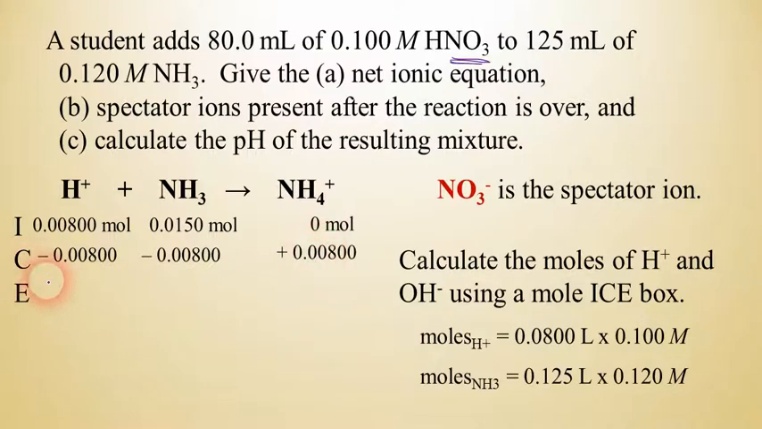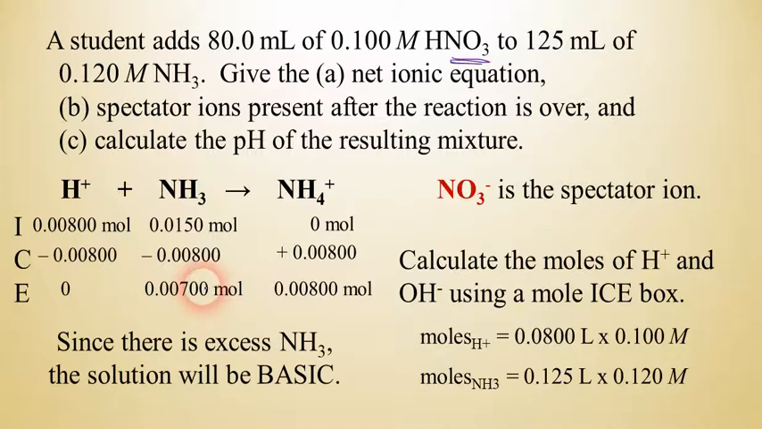So the hydrogen has been depleted, and so our number of moles of ammonia would be 0.007, and for ammonium would be 0.008. Now, of course, since we look at the solution here, all the acid has been used up, and we still have excess base here, so that tells us that this solution is going to be basic after we've combined these two.